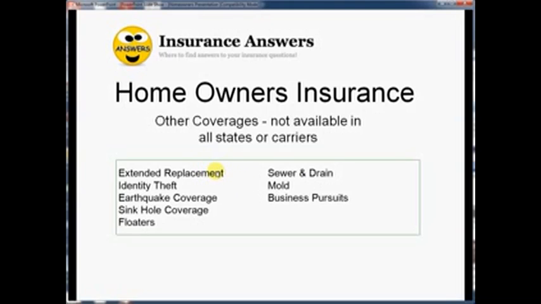Again, extended replacement coverage basically just extends that dwelling coverage out. Usually it's a percentage; I've seen some as low as 15%, going up to as high as 50%, giving you additional dwelling coverage on your home, kind of a cushion, just to make sure there's enough money to rebuild your home.